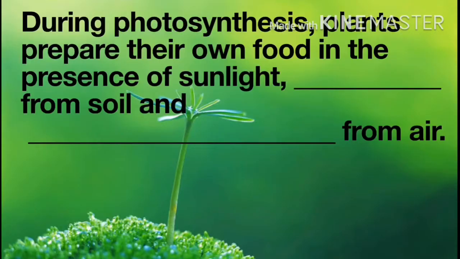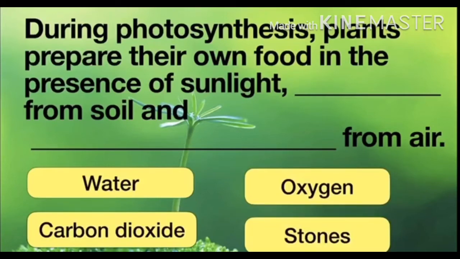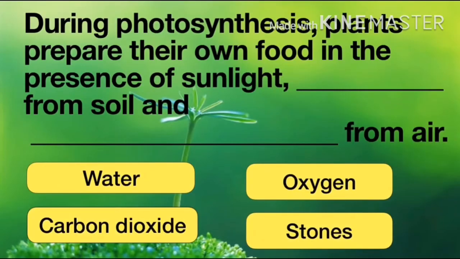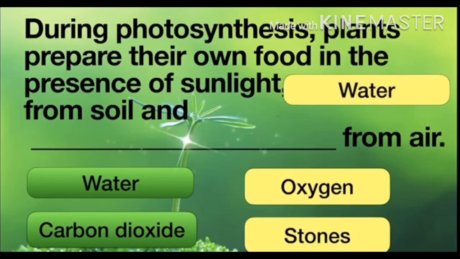Next question is, during photosynthesis, plants prepare their own food in the presence of sunlight. Dash from soil and dash from air. Options are water, oxygen, carbon dioxide, stones. Write your answer. Let's check the answer. The right answer is water from soil and carbon dioxide from air.